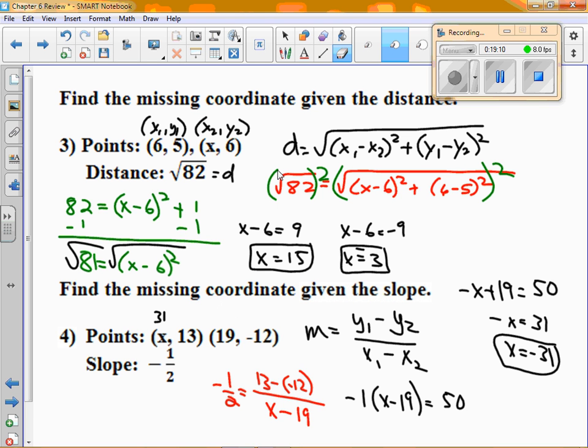Where did you get 50 from? Oh, never mind, I got it. Isn't it supposed to be negative 31? Look at there. Negative 31. It's supposed to be negative 31. So when I put a negative 31 in right now, watch. 13 minus a negative 12 is 25. Negative 31, like we said, negative 31 minus 19 is negative 50. And so there's my negative 1/2.